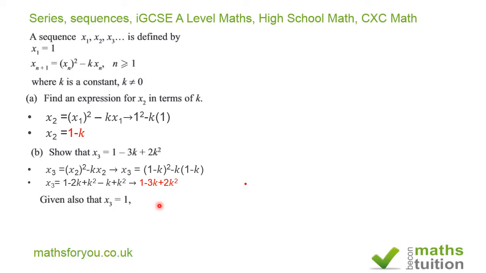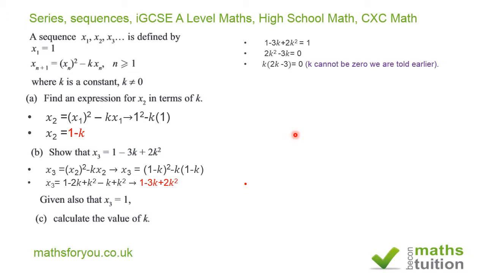Okay, and given also that x sub 3 is equal to 1, calculate the value of k. Now this is x sub 3 here, so we're going to equate this to 1. So 1 minus 3k plus 2k squared is equal to 1. If you subtract 1 from both the left-hand side and the right-hand side, the 1s will cancel out, so we end up with 2k squared minus 3k is equal to 0.